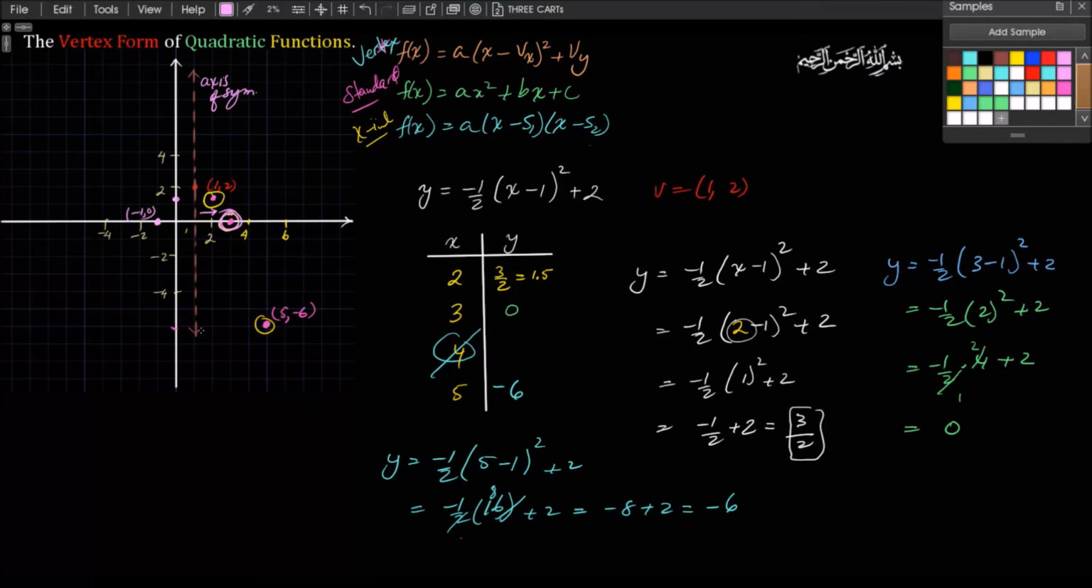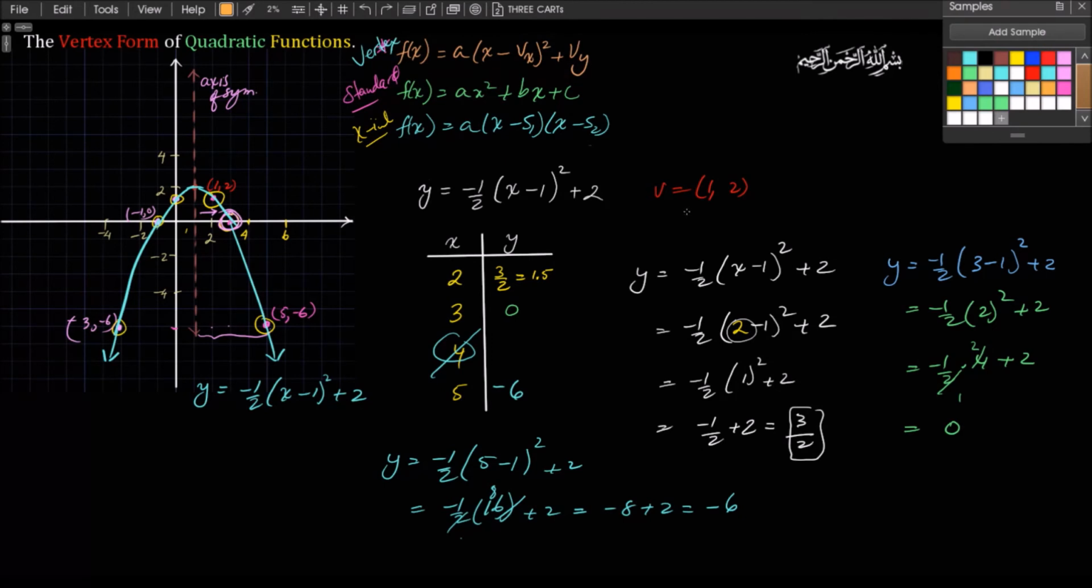Now the last one here, that one's 4 boxes removed. See, 1, 2, 3, 4 boxes removed. So you go 1, 2, 3, 4 boxes this way. And that's right there. That's negative 3 and negative 6. Okay, so now we have plenty of points. That's 1 over here, and 1 over here. All we got to do now is connect the dots. And there we have our graph. This function here is y is equal to negative 1/2 times (x minus 1) squared plus 2.